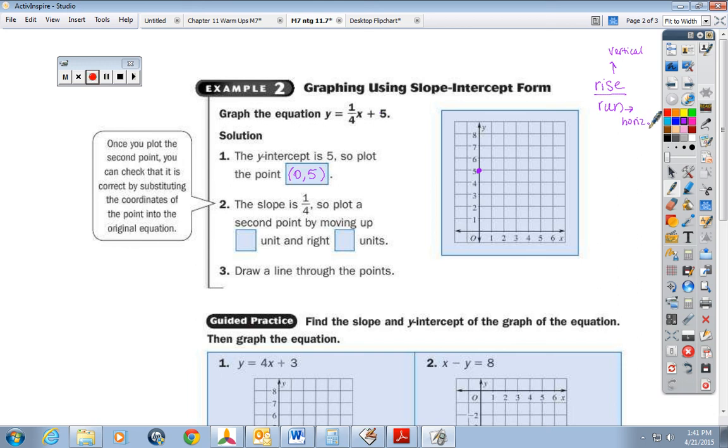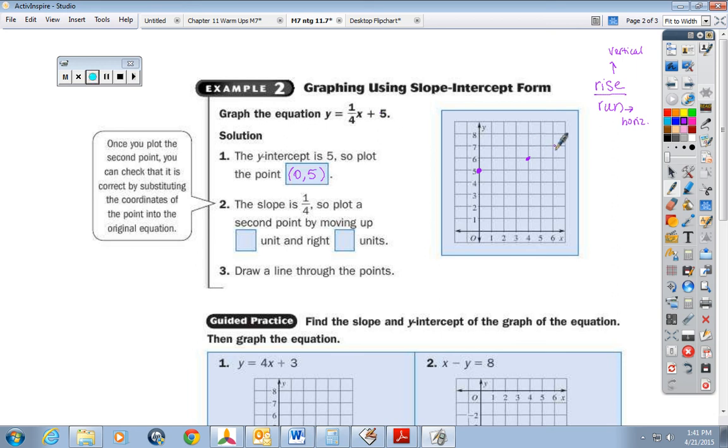The top number is 1, and that means rise. Since it's positive, I'm going to go up. So I'm going to rise 1. Now what is the bottom number? 4, and that represents the horizontal change, so I'm going to run 1, 2, 3, 4. And there's my point. This graph isn't going to allow me to fit another point, but to do it again, from this point you would rise 1 and run 1, 2, 3, 4.